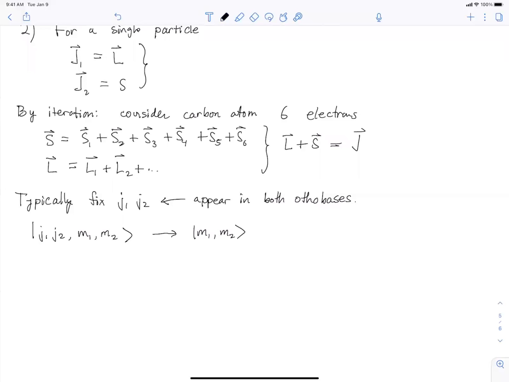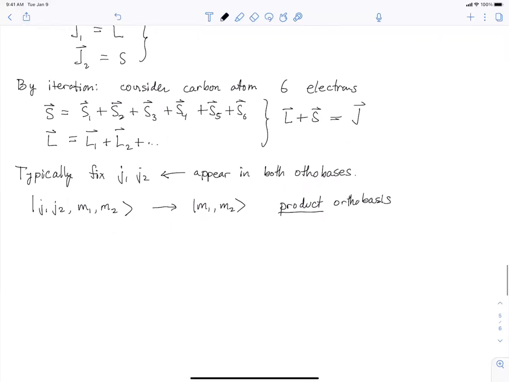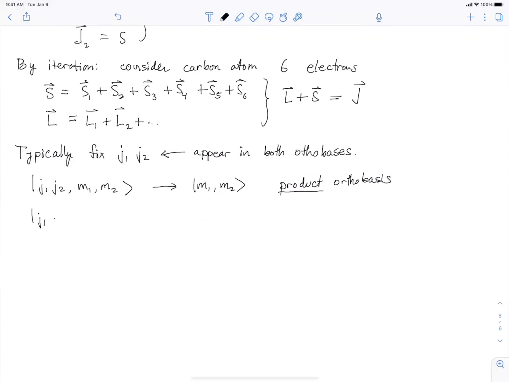And then there could be some ambiguity. You might have to ask, oh, wait, what J1 and J2 are we talking about? But there's some fixed answer to that question, right? So this is the product orthobasis. Product because it's the tensor product of the 2 individual angular momenta, right? And the other one is J1, J2, J, M. And so again, we can just drop the J1 and J2 because they're fixed and just refer to these states as labeled by J and M. And this is the total angular momentum orthobasis. Or I might just say the total basis to be short.